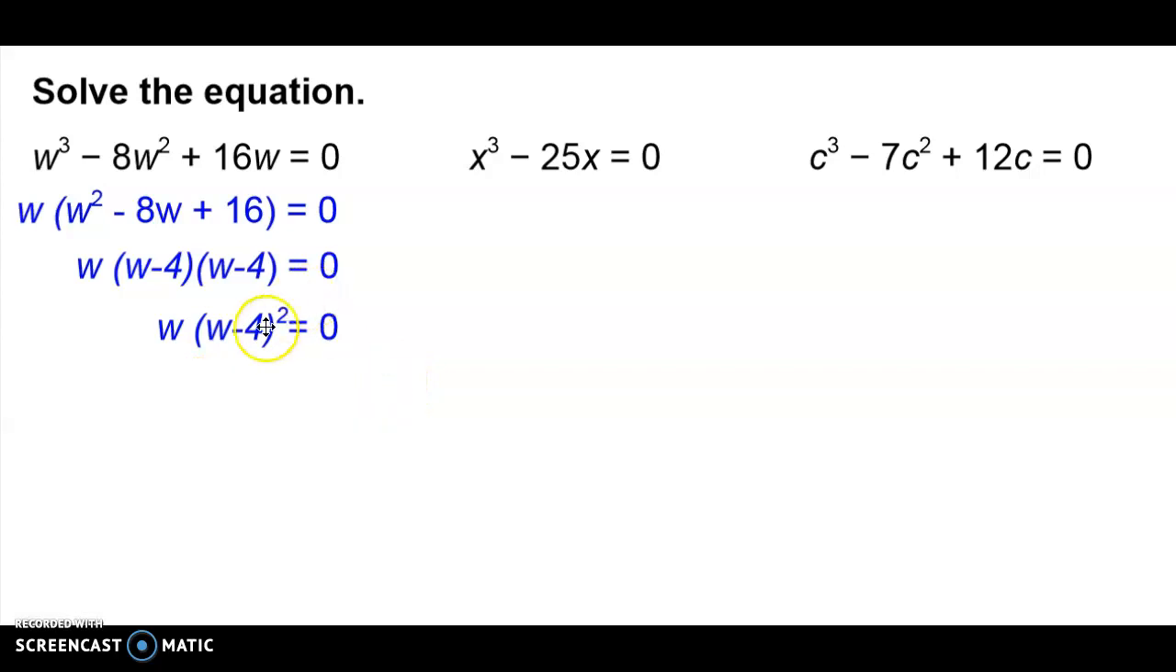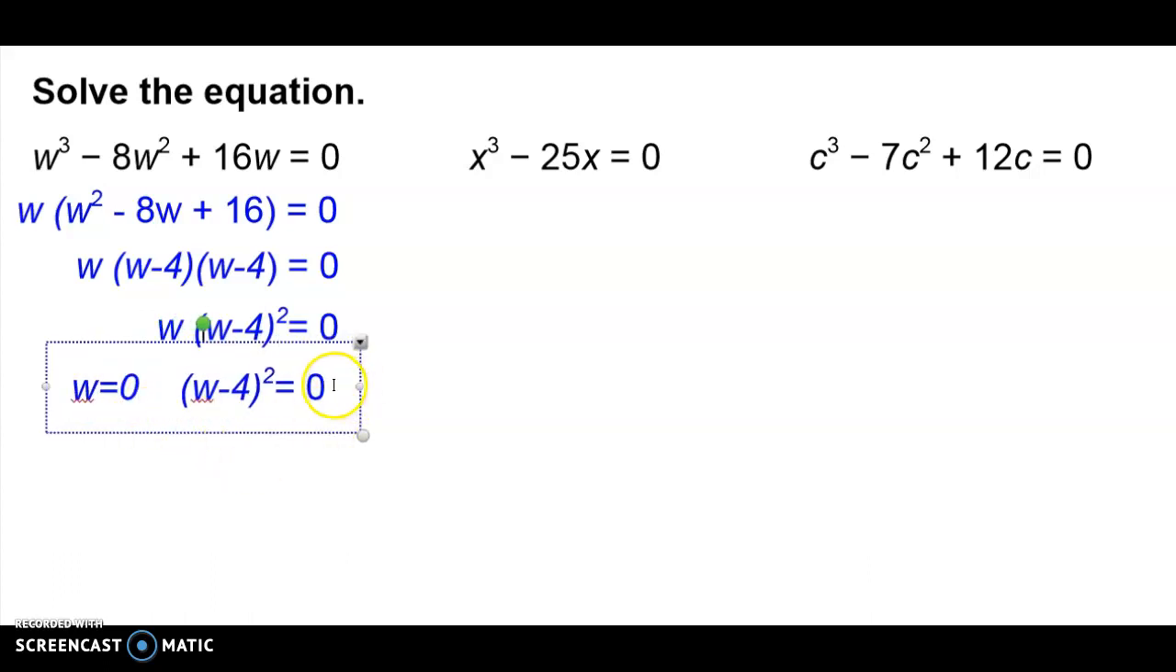So if you're going to use the zero product property, pretty much you copy each factor and make it equal to 0. So for example, w is equal to 0, and the other one is w minus 4 squared is equal to 0. Or you can write it out w minus 4 is equal to 0, and write another set for the other factor. There you go. So let me just take these parentheses out.